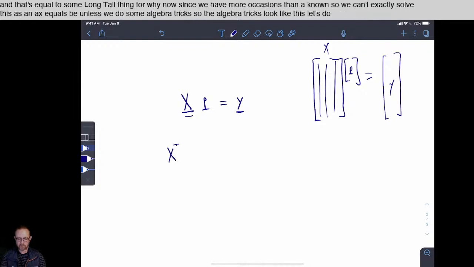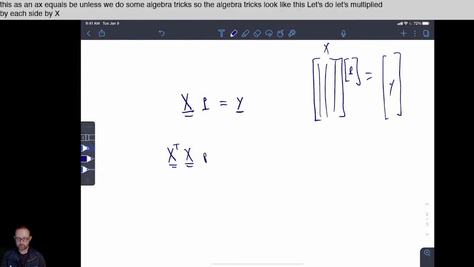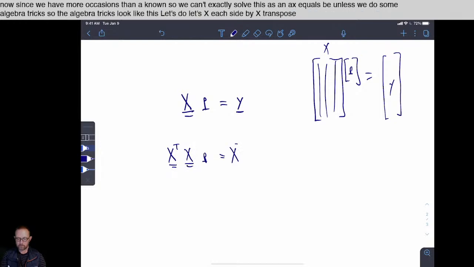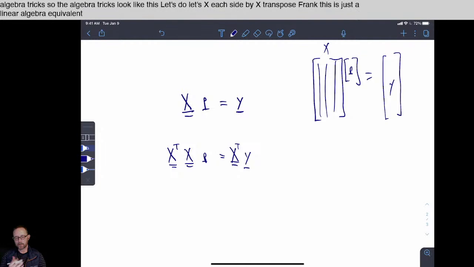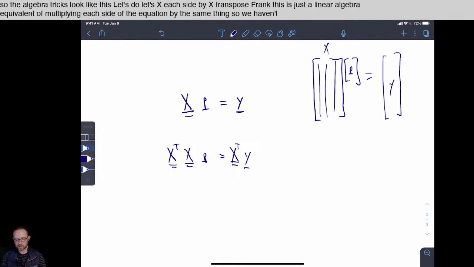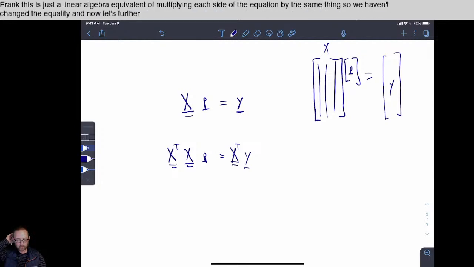Let's multiply each side by x transpose. This is just the linear algebra equivalent of multiplying each side of the equation by the same thing, so we haven't changed the equality. And now let's further multiply by the inverse of x transpose x.